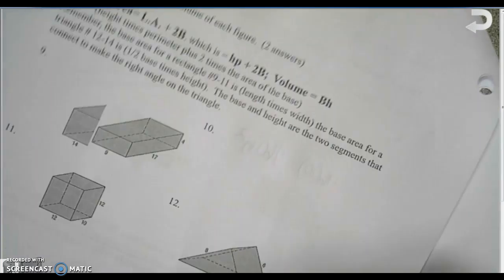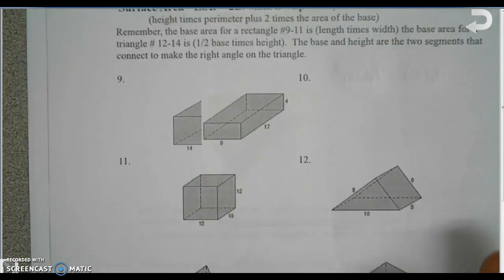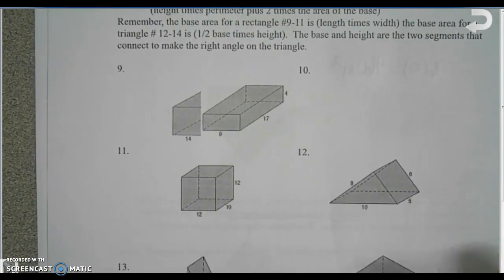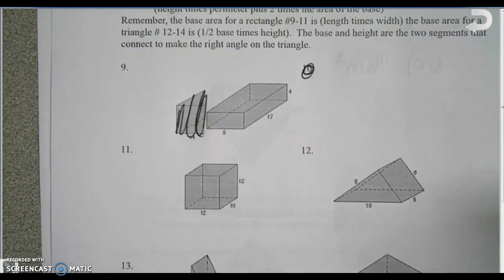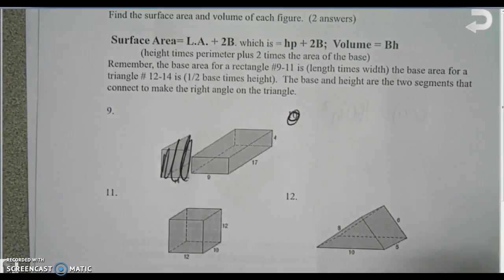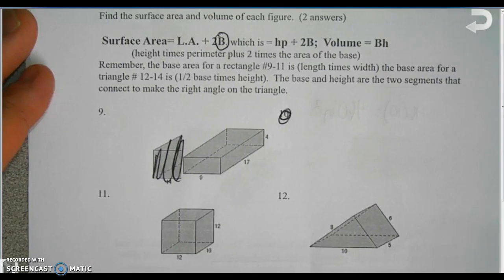As I go through, I'm going to do less and less of assistance because basically I'm just asking you to follow directions. Okay, so for this one, 9 and 10 got mixed up, so we're only going to do 9. There are 2 answers here that you need. The first is the surface area. If you notice, surface area is lateral area plus 2 times the base. And volume is the area of the base times the height. And that's what that big B means. It means area of the base.